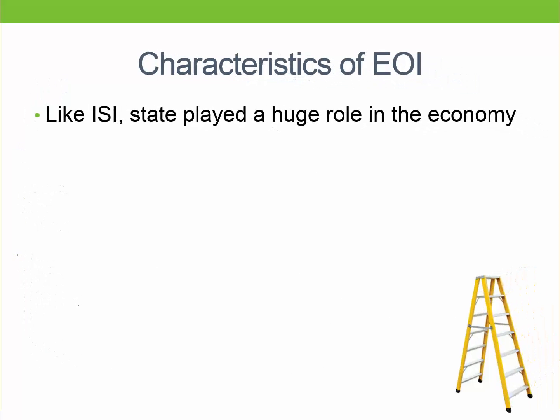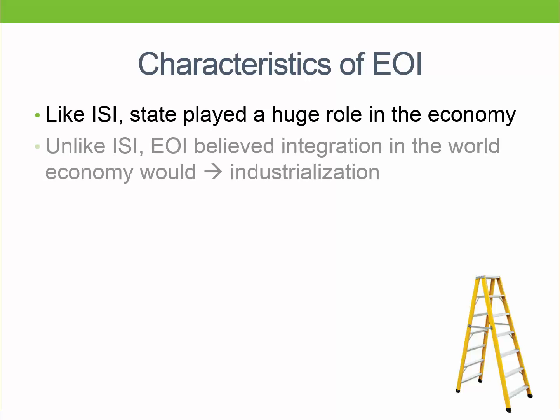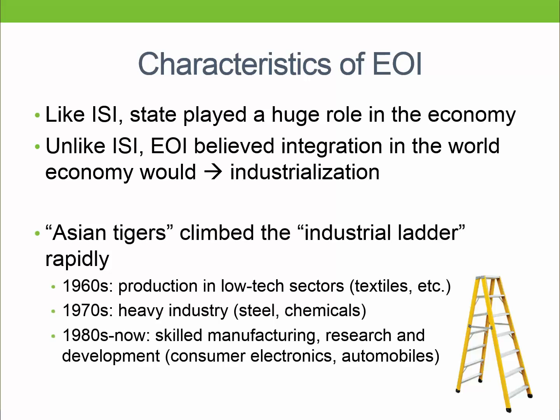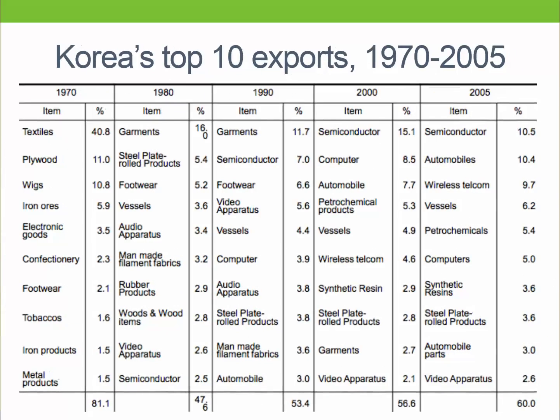Like ISI, the state played a huge role in the economy in these places. However, unlike ISI, export oriented industrialization believed that becoming integrated in the global economy was what would lead you to industrialize. And the Asian tigers climbed the industrial ladder rapidly. They moved from low tech sectors to high tech sectors over a period of years. Take a look at this slide here that will explain this a little more clearly.